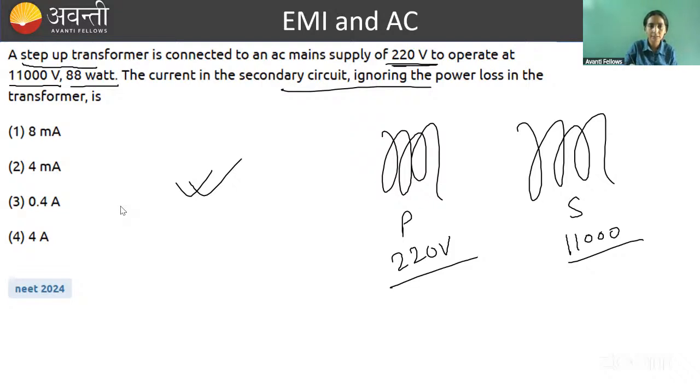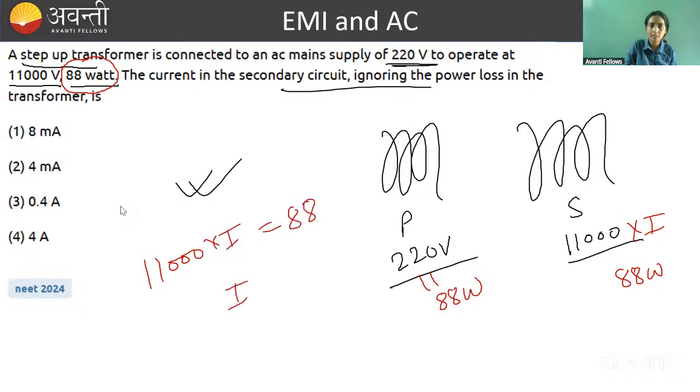So what is the voltage in the secondary? 11,000. What is the current? Let's say I. So power is this. And overall power is given 88 watt. So here the power is 88 watt. Here also it should be 88 watt. So 11,000 into I will be equal to 88. So I is going to be equal to how much? 8 by 1000. That is 8 milliampere. So you just needed to do power thing.